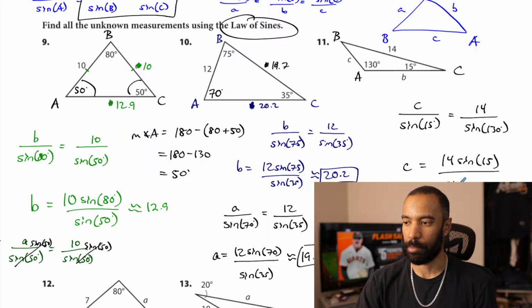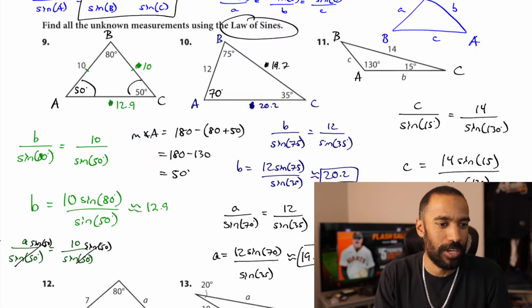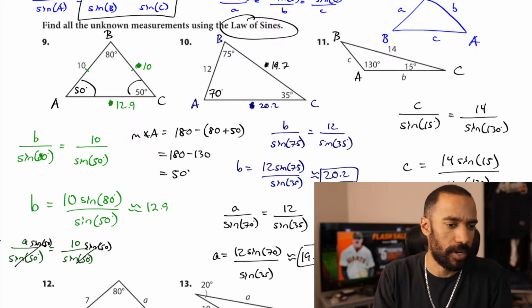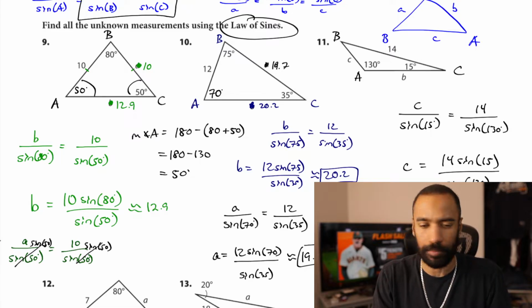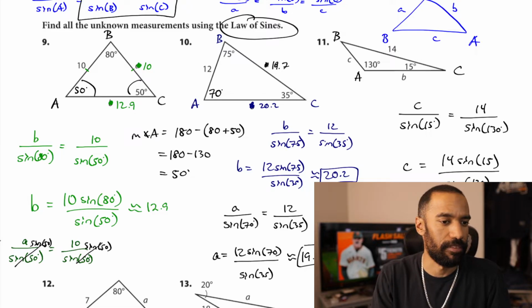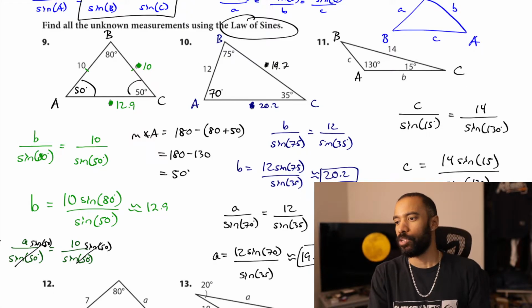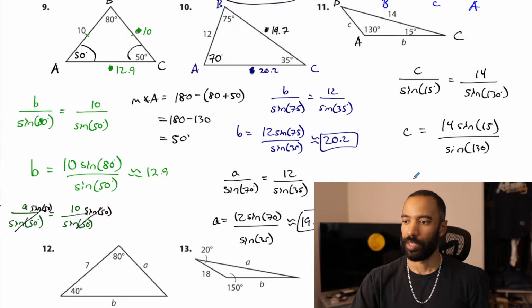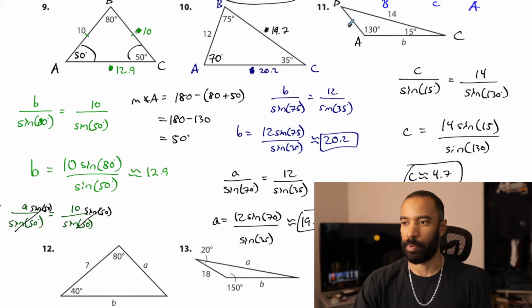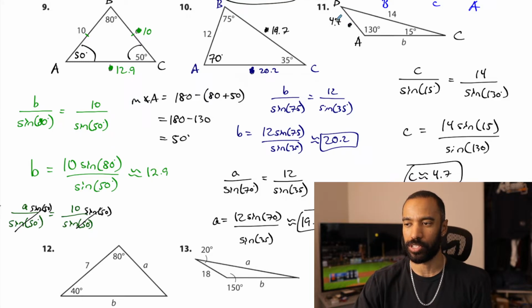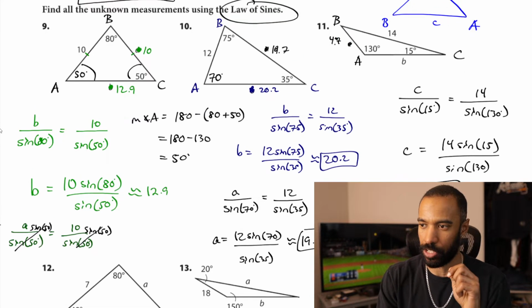I'm sure I could just type 1 divided by whatever value I got in the calculator, and I should be good. Let me try that first. 1 divided by previous answer. So I'm getting 4.73. So let's see what happens when I do 14 times sine of 15 over sine of 130. Let's see if I get the same value. 4.73. So it's around 4.7. C is around 4.7. I think that makes more sense with respect to the diagram that we have, the information that's there, the kind of triangle size that it is. That 4.7 is a good approximation there.